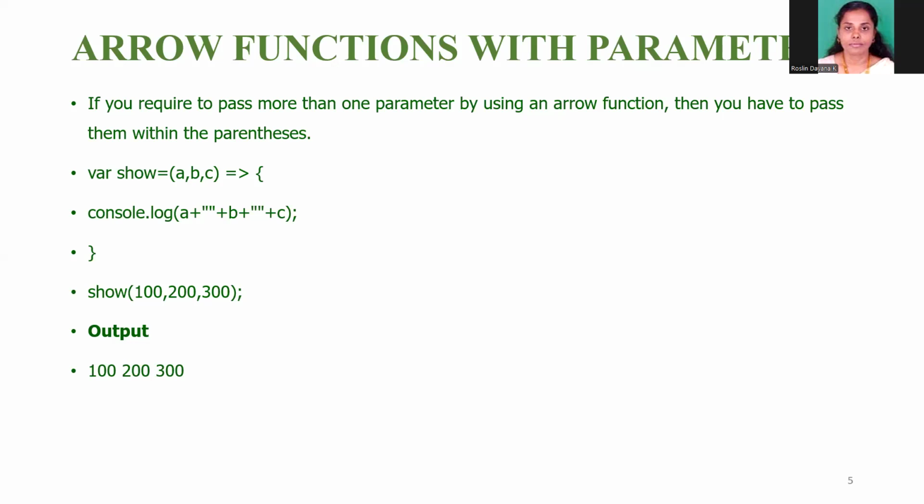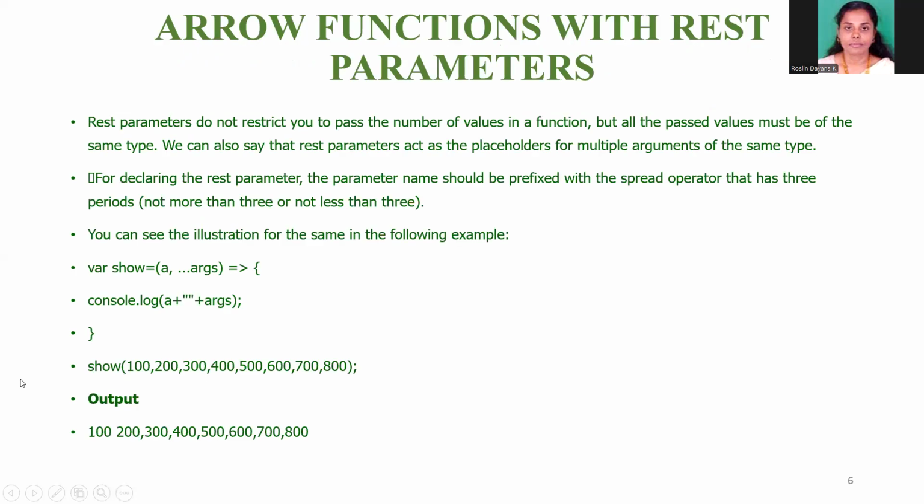If you need to pass more than one parameter using an arrow function, then you have to pass them within parenthesis. Any parameters we want to pass should be passed using parenthesis. Here show is equal to (a, b, c) arrow console.log of a plus b plus c. It is showing the output.